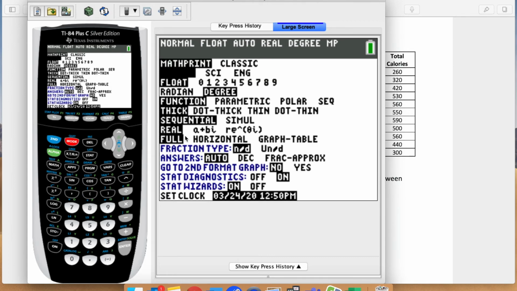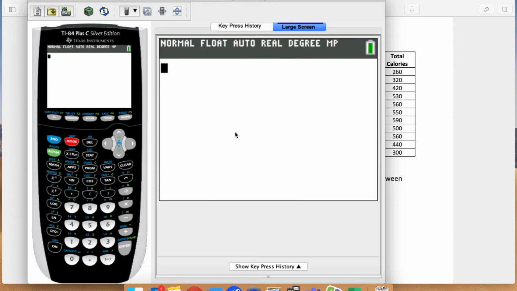And as long as you have a TI-84, you can scroll down here to stat diagnostic. It's defaulted to off, so you should see yours like this. What you want to do is scroll over to on and press enter, and that's going to allow us to get the correlation coefficient. To get out of there, I just take second function mode and get out.